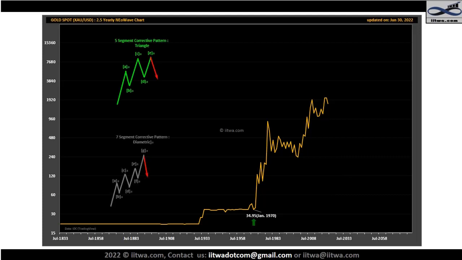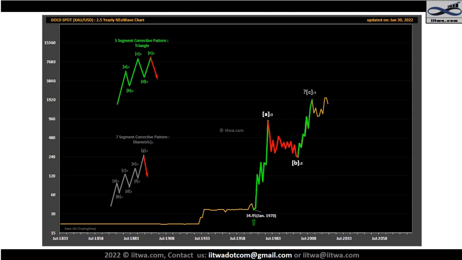The first segment moved up, which is labeled cycle degree wave A. Even though this is a faster move, logically it is not qualified to be labeled an impulsion, thus shown with the label colon 3. The next segment moved downward and is labeled cycle degree wave B. The third segment again moved upward and is labeled cycle degree wave C.